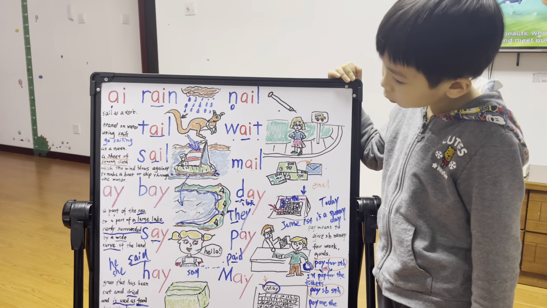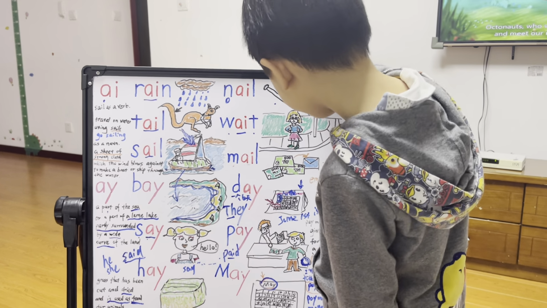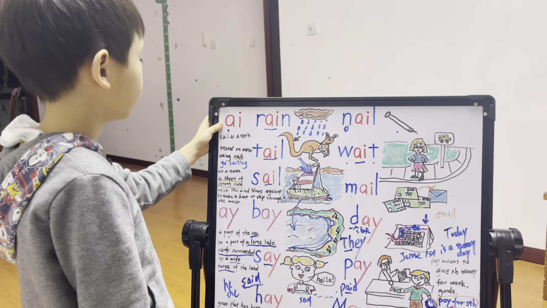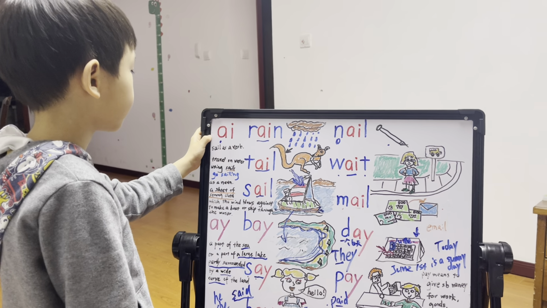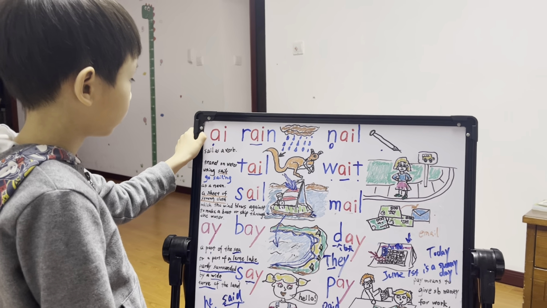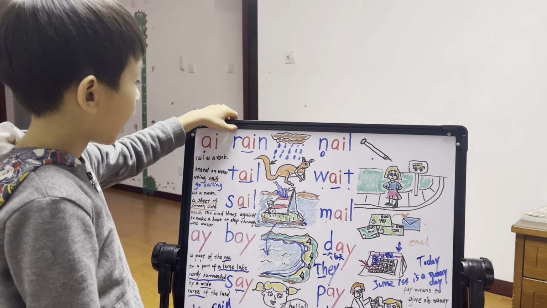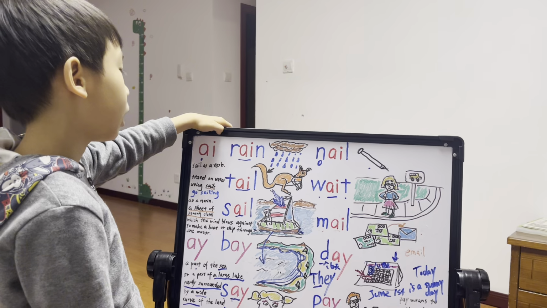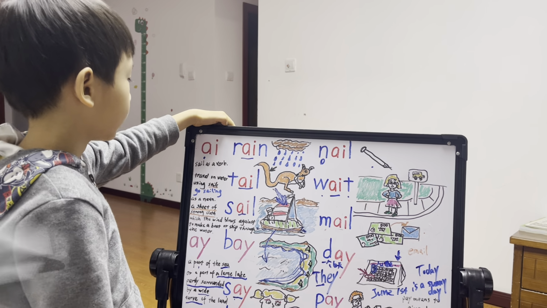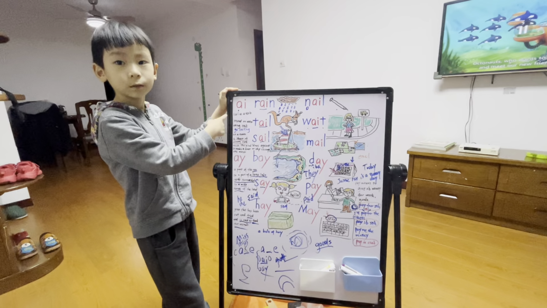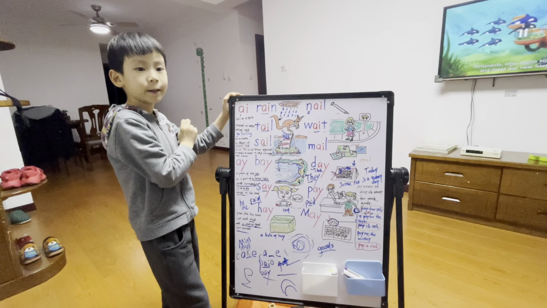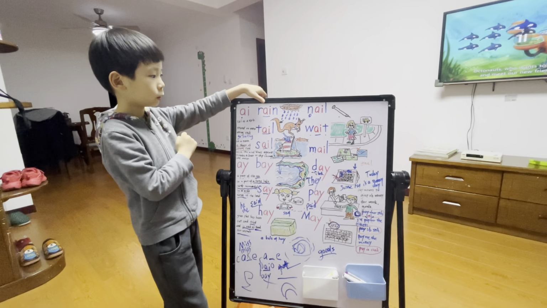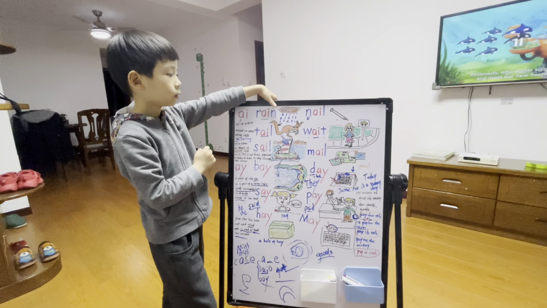How do you say AI? AI says A. R-A-I-N. Rain, okay.